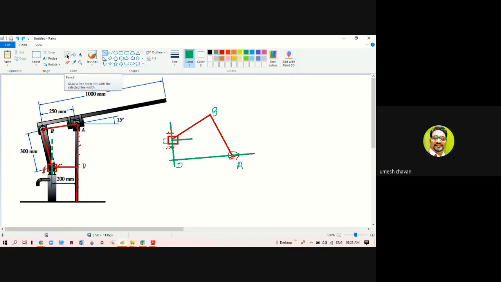Just for the understanding purpose, this is a horizontal line. AD is the horizontal, vertical line here. In fact, I can write the loop closure equation like this.